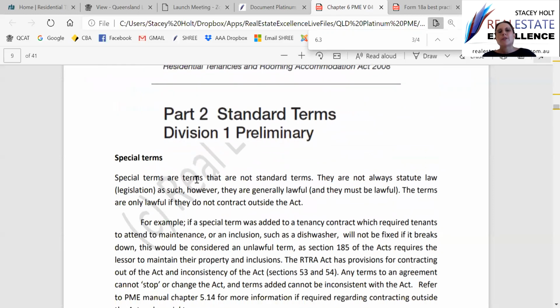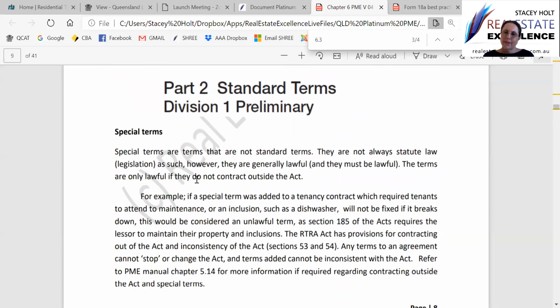Now, special terms are terms that are not standard terms. They're not always statutory in the Act law. However, they're generally lawful, and they must be lawful, obviously, or it's against the law. The terms are only lawful, of course, if they don't contract outside the Act. And the classic example is you must do professional carpet cleaning. Well, no, that contracts out of Section 171 and Section 53 of the Act, which are penalty units and offences under the Act. So you can't make someone provide me a receipt, because of those provisions.